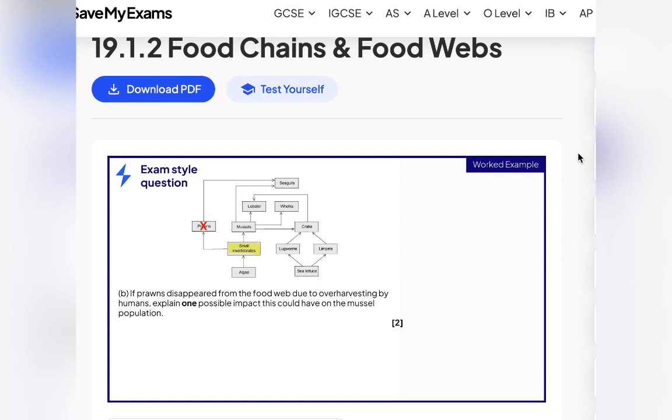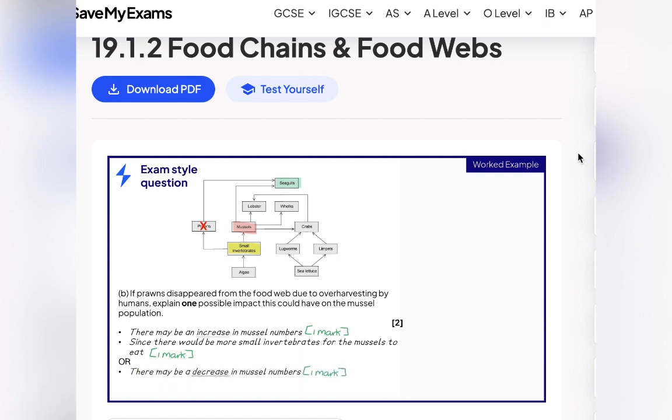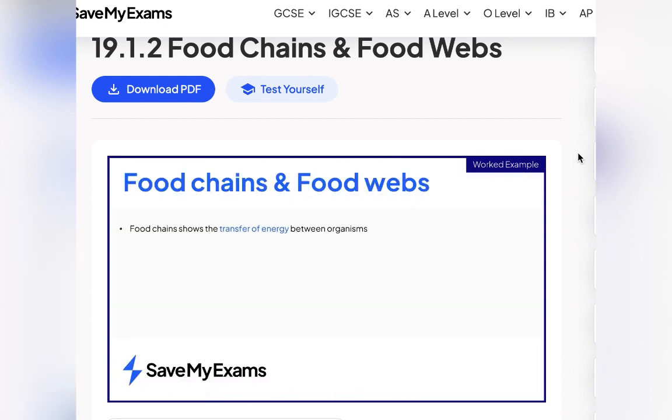This would lead to an increase in their numbers. Mussels feed on small invertebrates, so their numbers would therefore increase, since they would have more food to consume. On the other hand, if prawns disappeared, then the seagulls would have lost a source of food. This may lead to a decrease in mussel numbers, as the seagulls would eat more mussels to compensate for the loss of prawns as a food source. Note that you only need to explain one of these scenarios as the mark points are paired.